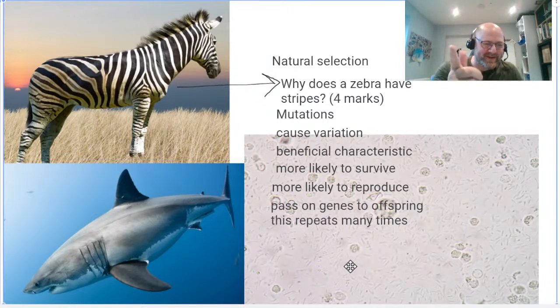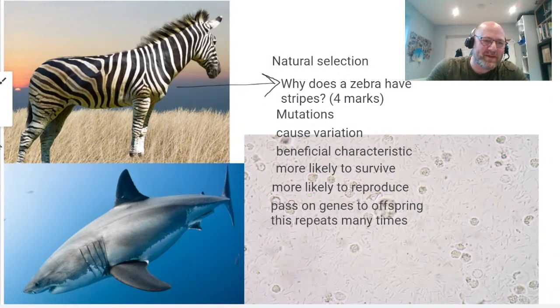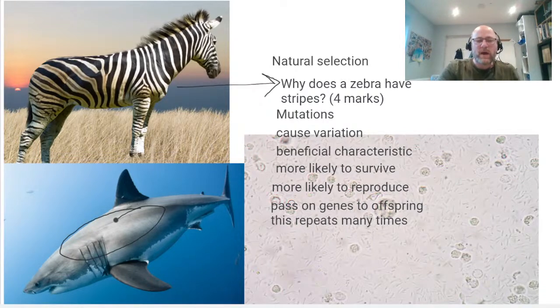Right, why have I got a shark on there? What could they ask you about the shark? They could say, why is a great white shark grey at the top? And you want to say camouflage. Yeah, that's right. But you need to come out with these points.